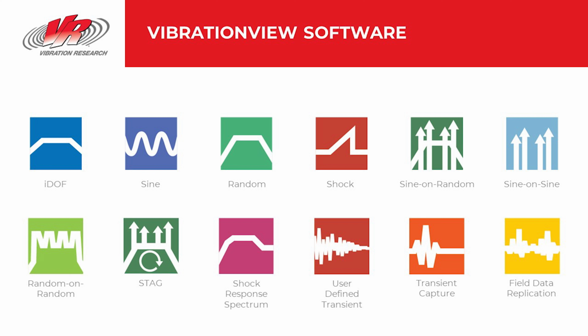The Vibration View software that we use for the 10500, 9500, and Observer 1000, we have sine, random, shock type testing modules. Those would be the main modules that we have. There are sine on random, random on random, all the mixed mode types of applications that you can have. Shock response spectrum, user-defined transient capture, as well as field data replication, and many more. So there's lots and lots of different control software that we use with the Vibration View software.